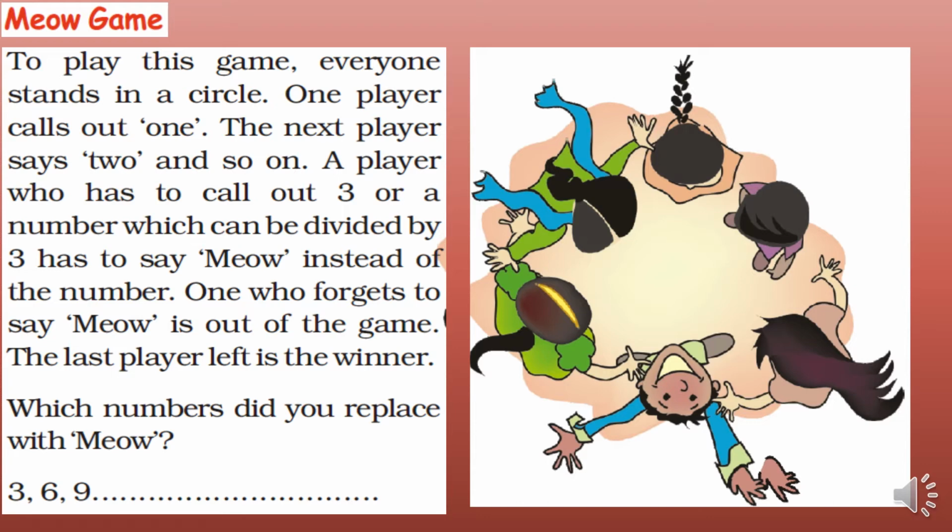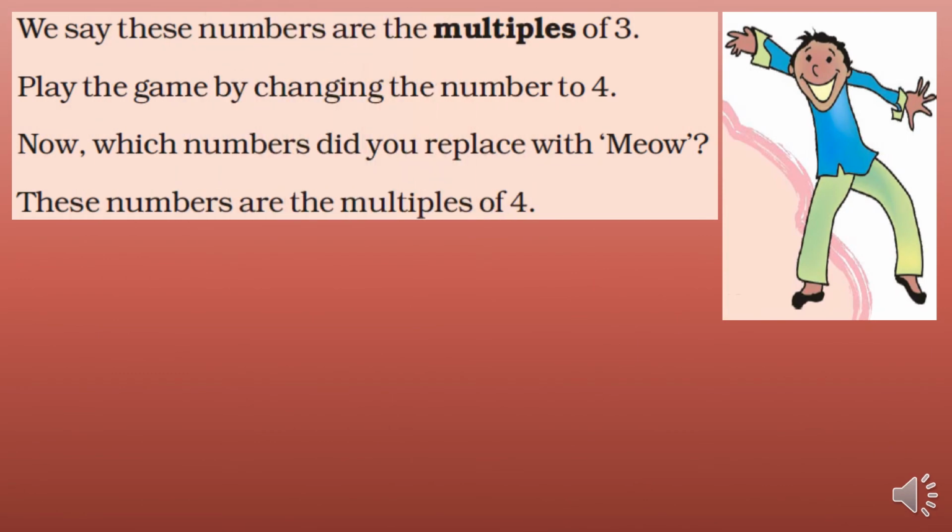Which numbers did you replace with meow? So 3, 6, 9, and then 12, 15, 18, 21, 24, 27, 30, and so on. These are the numbers which we will replace with meow. So we say these numbers are multiples of 3.